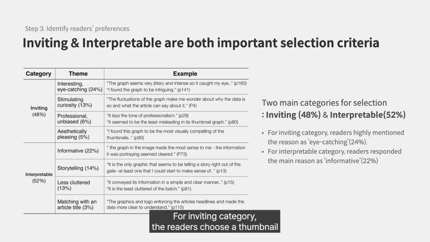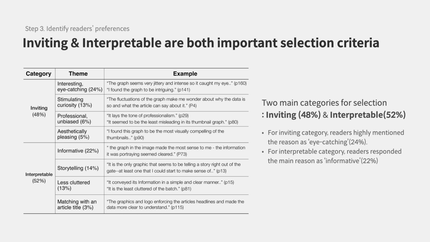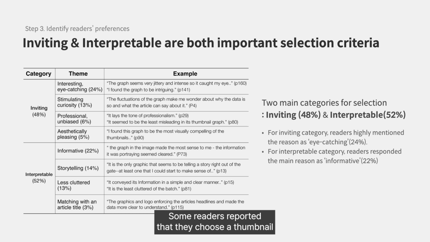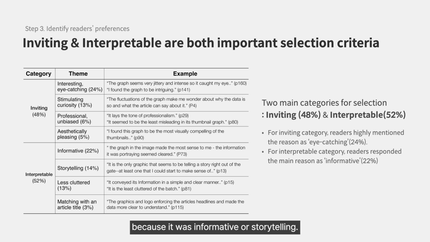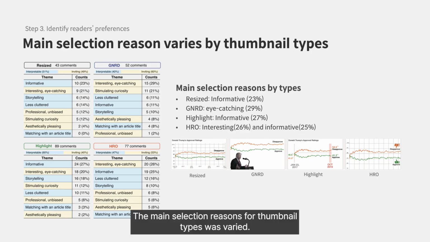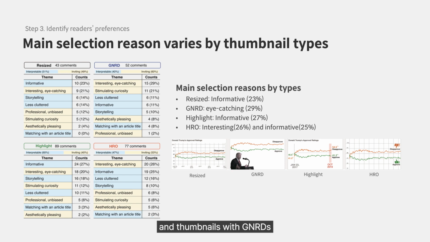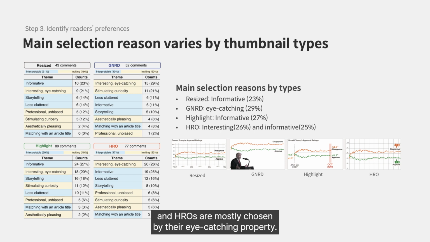For the inviting category, the readers choose a thumbnail because it was eye-catching or aesthetically pleasing. Some readers reported that they choose a thumbnail because it was informative or storytelling. The main selection reason for thumbnail types was varied. Resized and highlight thumbnails were chosen because they're informative, and thumbnails with GNRDs and HROs are mostly chosen for their eye-catching property.